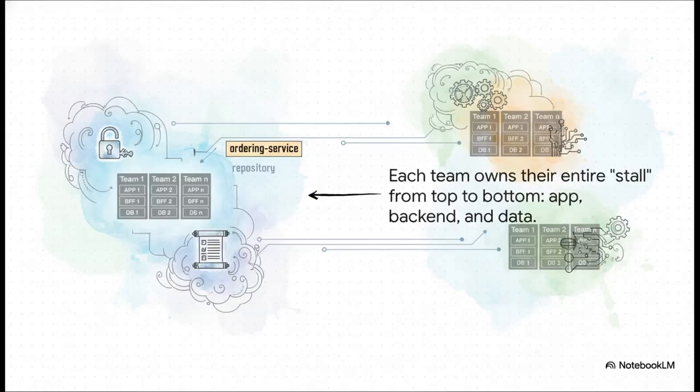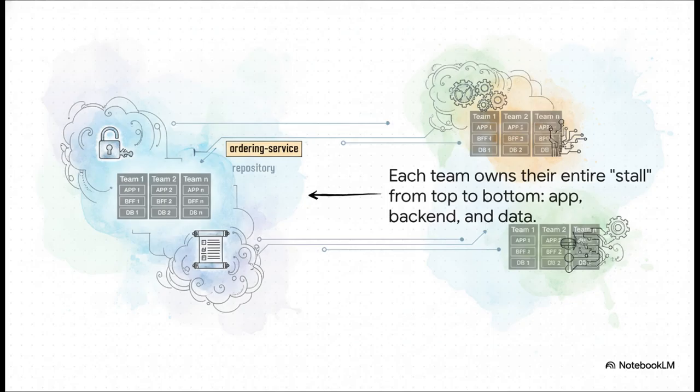Now, here's where it gets really cool. Each team gets to own their entire stall. So, if you're on Team 1, you own the ordering system. That means all the code, probably in a repository named something like ordering service, is yours. You control the whole shebang, from the database all the way to the logic. And that autonomy is huge, because it means you can make changes and push updates without needing a meeting with every single other team.